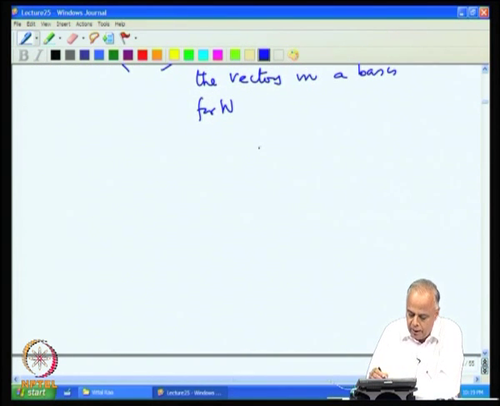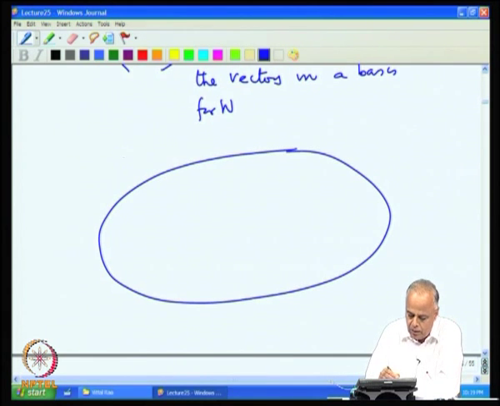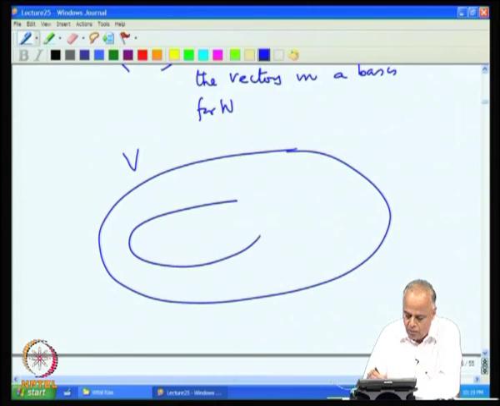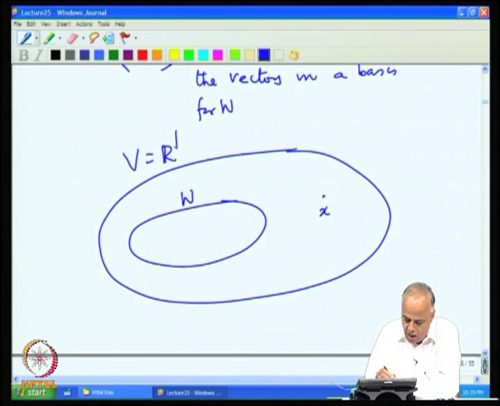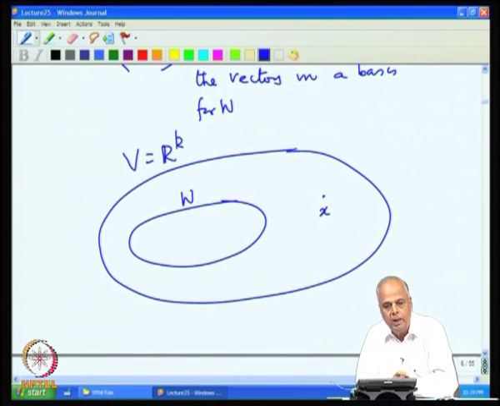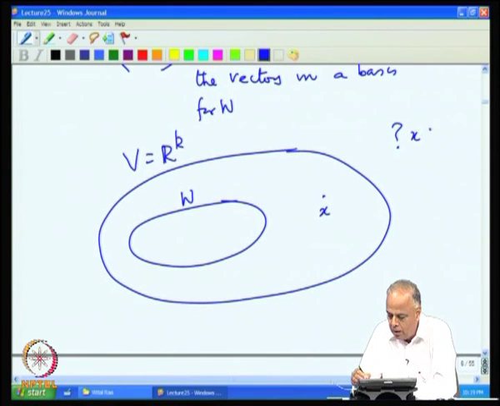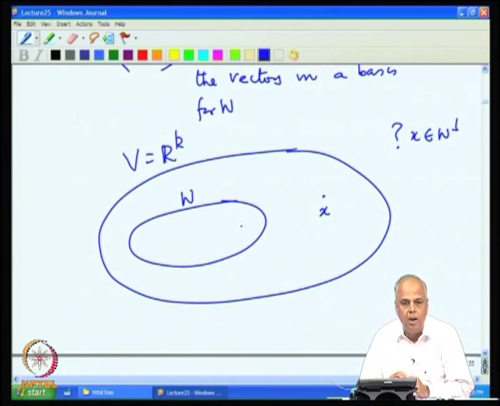What this means is the following. We have this vector space V and we have the subspace W, and we are going to pick a vector x in R^k. With the vector space V, we are dealing with R^k. So, we are going to pick a vector in R^k and we want to check whether x belongs to W perp. Does x belong to W perp? Basically, in order to check that, we have to check whether x is orthogonal to every one of the vectors in W.